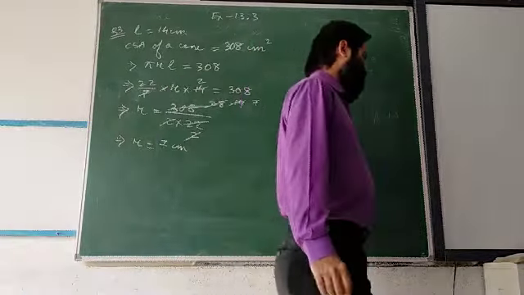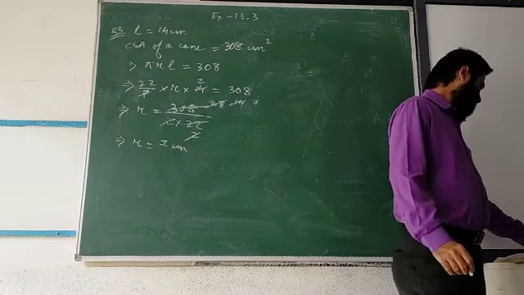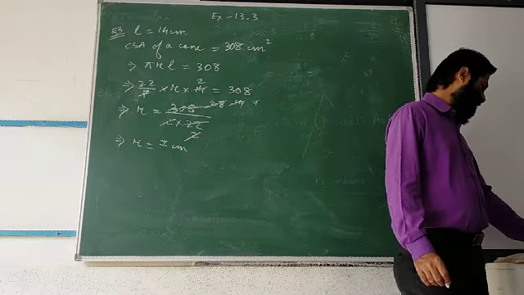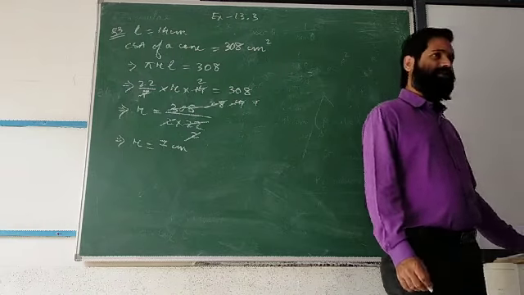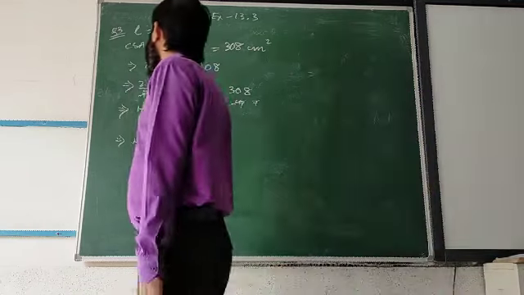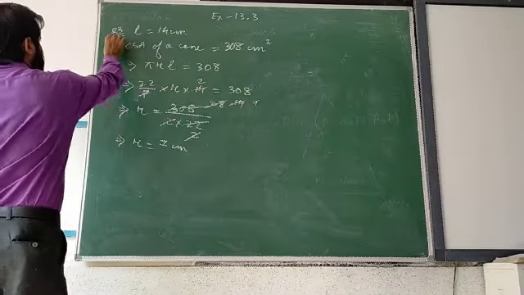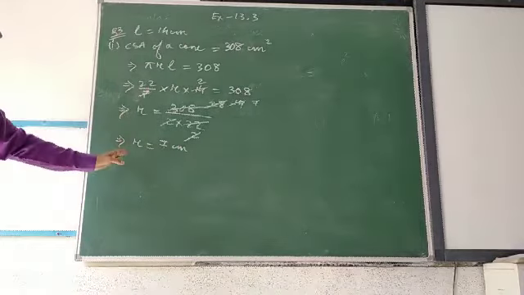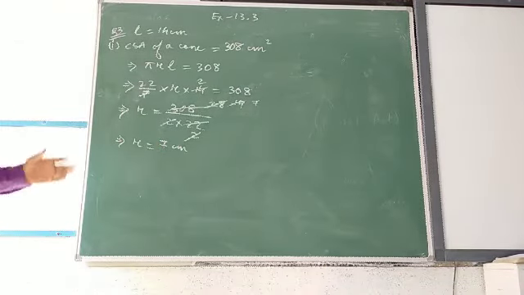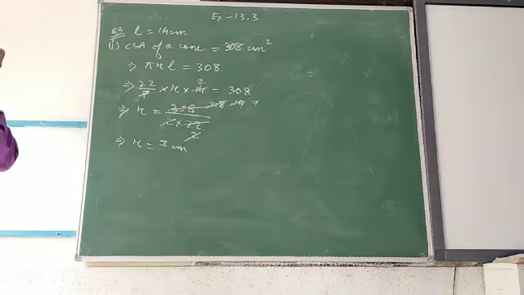So in the question it is said that CSA, curved surface area of a cone, is 308 and its slant height is 14 centimeter. Find number 1, radius of the base. We got the answer. Number 1, we got the radius. Okay. Now next, what did they tell you to find?